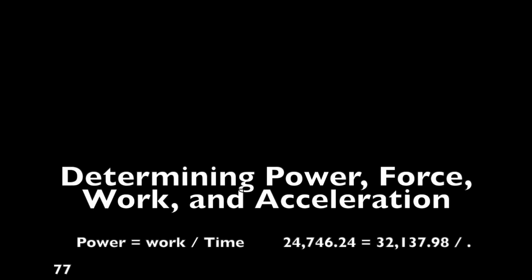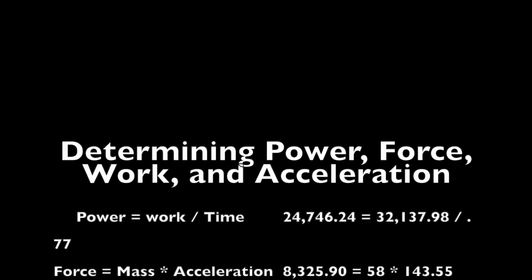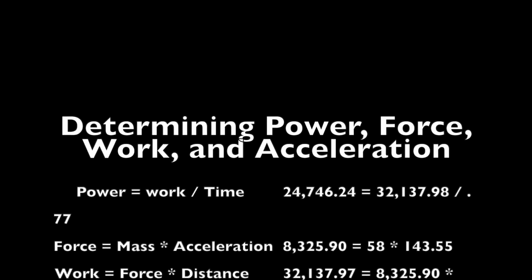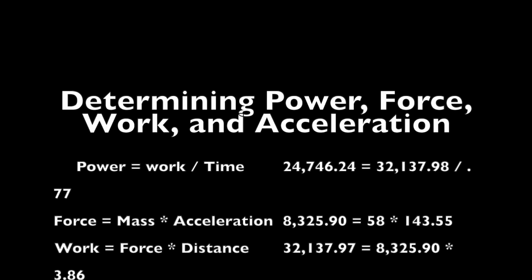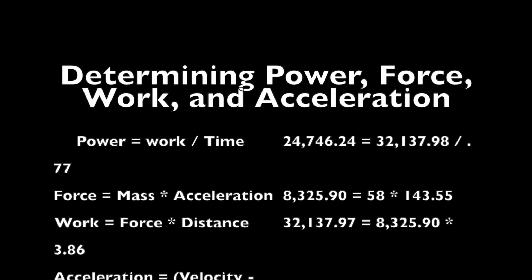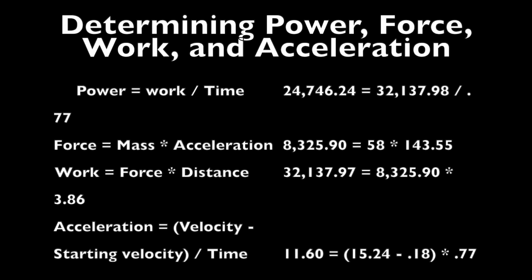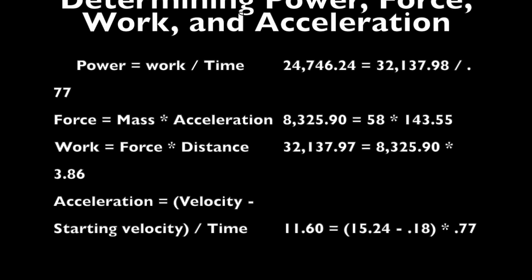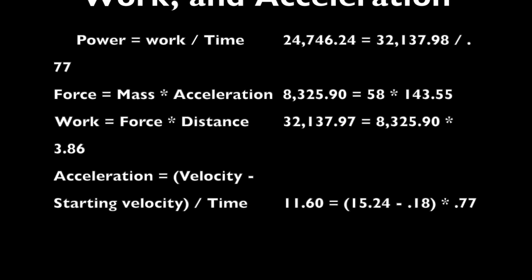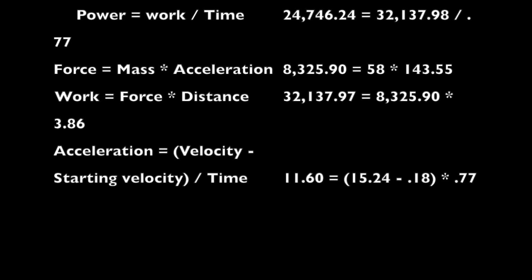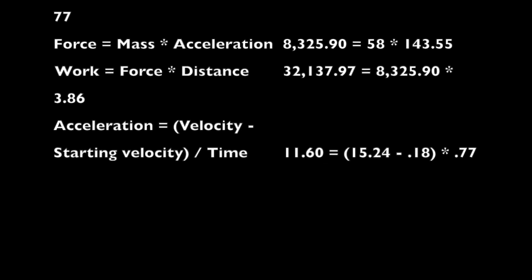When determining power output, you take work divided by time, which is 32,137.97 divided by 0.77, which equals 24,746.24. When determining force production, you take mass, kilograms, times acceleration, which is meters per second squared, which is 58 kilograms times 143.55, which equals 8,325.9. When determining work rate, you take force and multiply it by distance, which is 8,325.9 times 3.86, which equals 32,137.97.